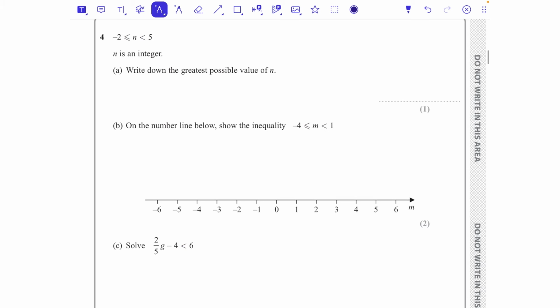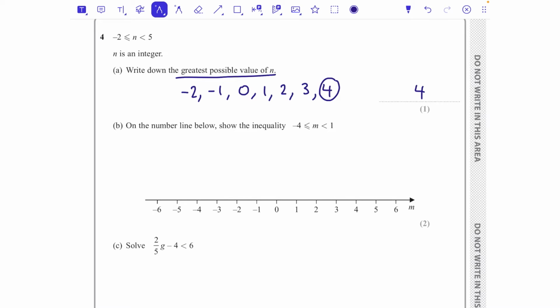Question number 4, and we can see that n, which is an integer, so a whole number we're told here, is between -2 and 5. Now it's greater than or equal to -2 and less than 5. So that means it could be -2, -1, 0, 1, 2, 3 or 4. It can't be 5 because it's not got that equal to on that one up there. So that's all of the solutions there. Write down the greatest possible value of n, so that's going to be 4.